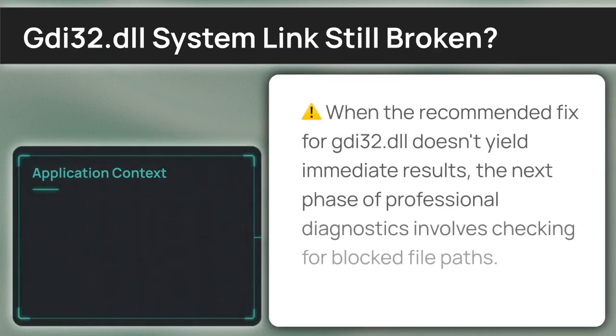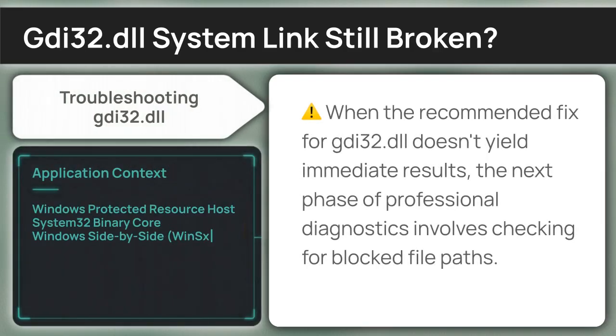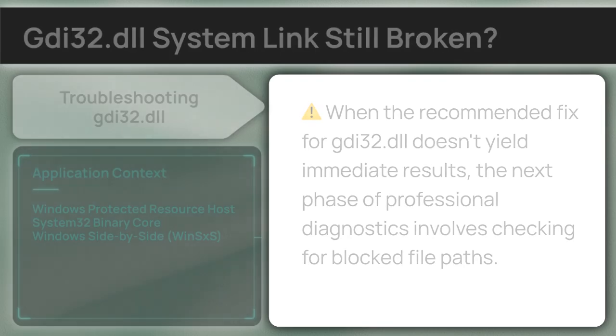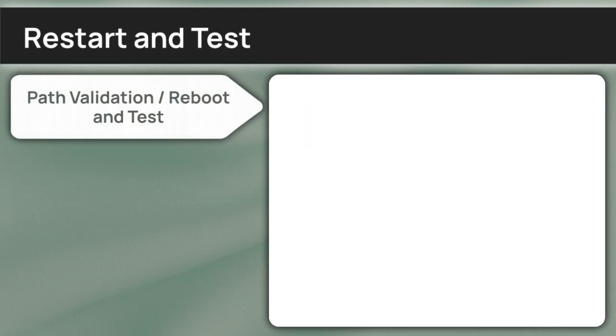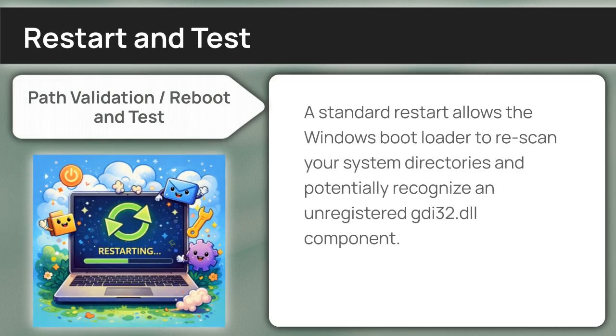If no luck was had with the redistributable package, we will escalate the fix by performing a targeted reset of the system state. A quick reboot can determine if the error is transient. While it won't fix a deleted file, it can re-establish the connection between your software and the Gdi32 file if the path was temporarily busy.